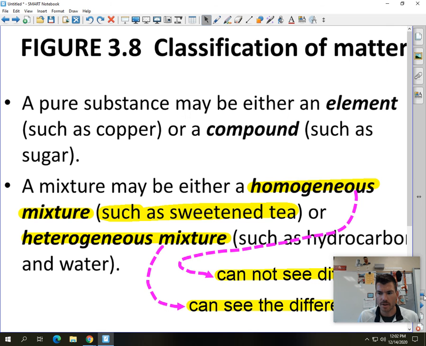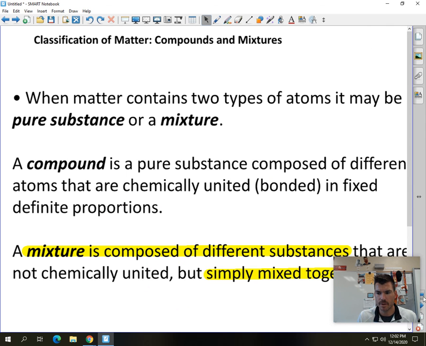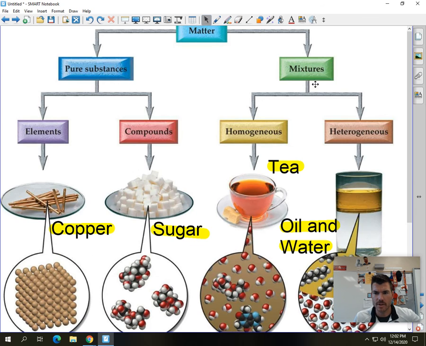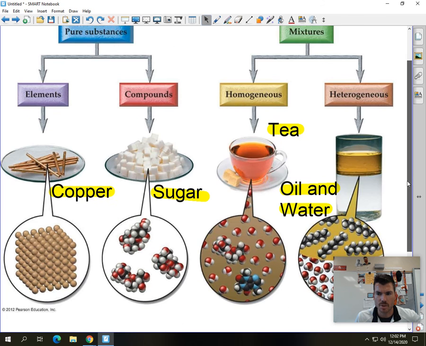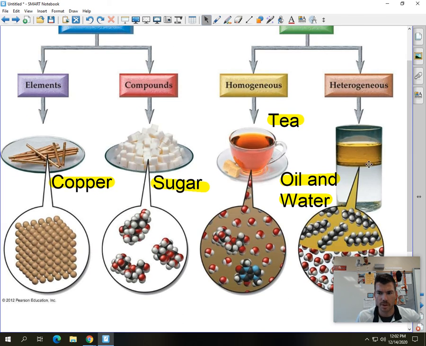So again, on your paper right here, you should now have this side filled in. Mixtures, what they are, what a homogeneous mixture is, something like tea, what a heterogeneous mixture is. Here's another example. Things like oil and water, they separate out. Those are your notes for this week.